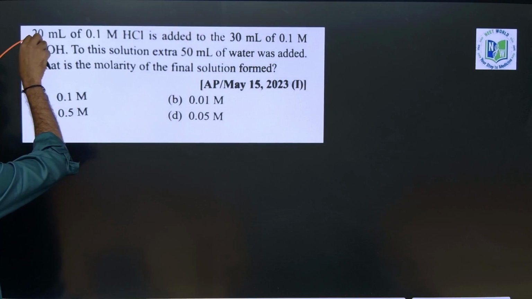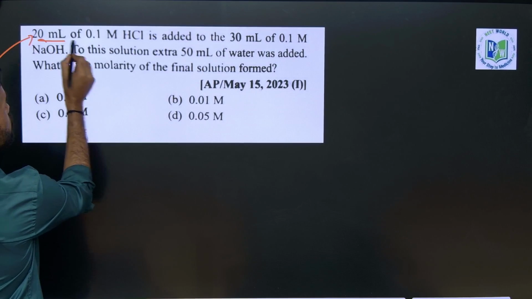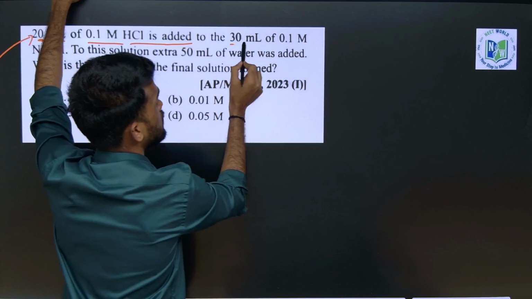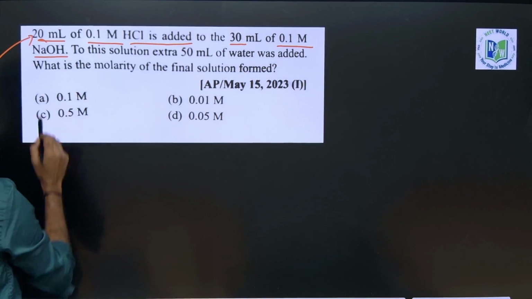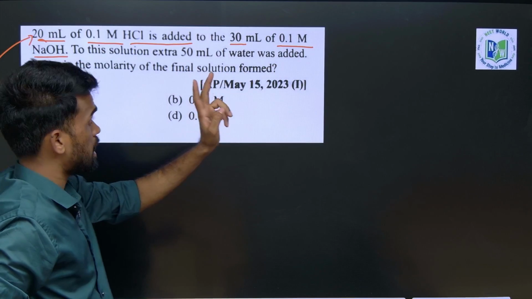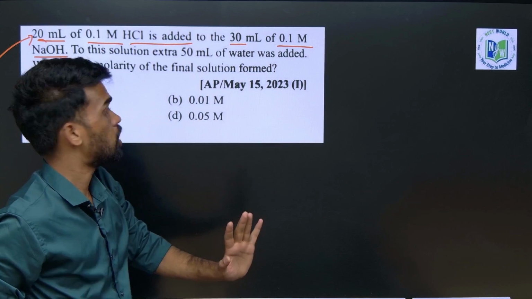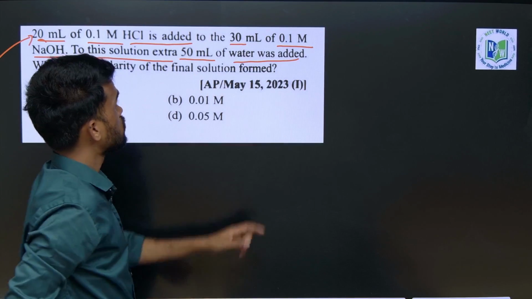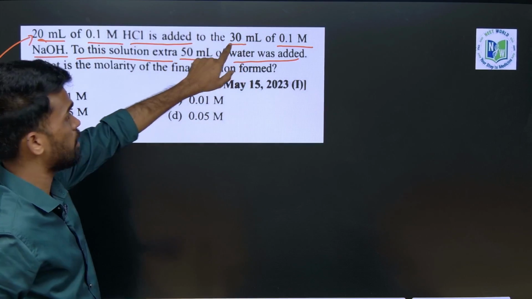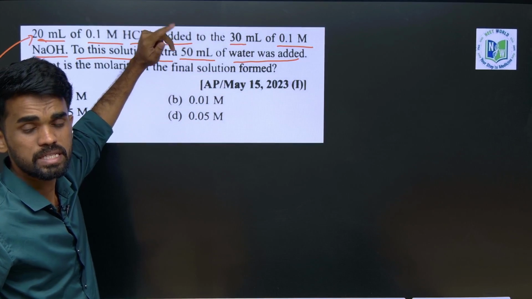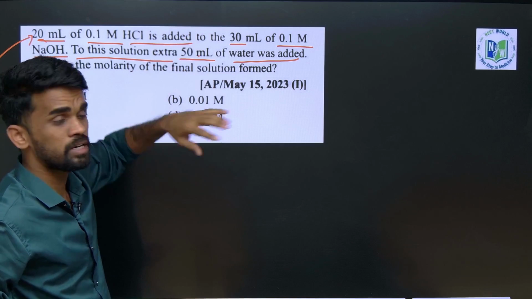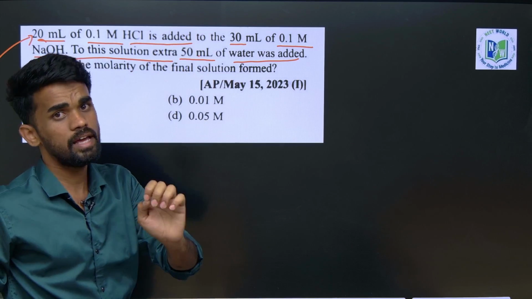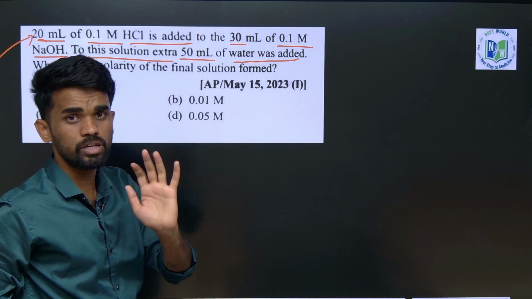See here what they told: 20 ml of 0.1 molar HCl is added to 30 ml of 0.1 molar NaOH. See, one is acid, another one is base. Here we need to use one more concept. To this solution 50 ml of water is added. So this is 30 ml base, 20 ml acid mixed, along with that 50 ml of water is added. Therefore the total dilution or total volume will be 100 ml, right? So that's how you need to understand that.